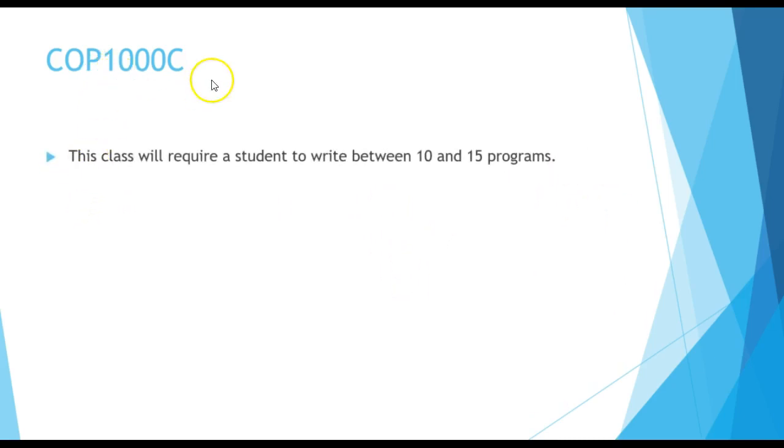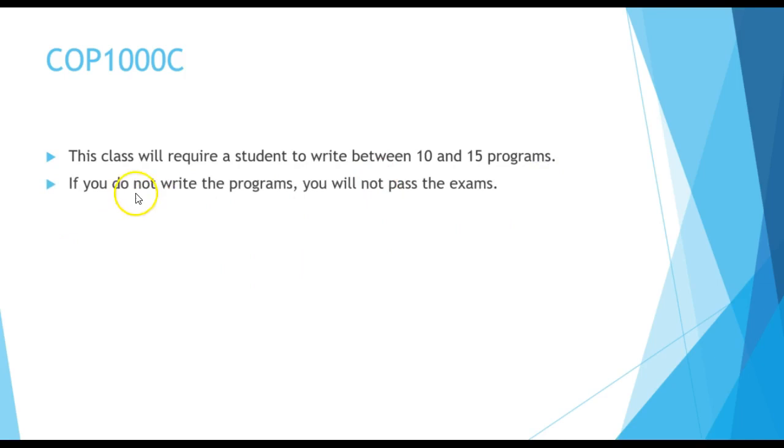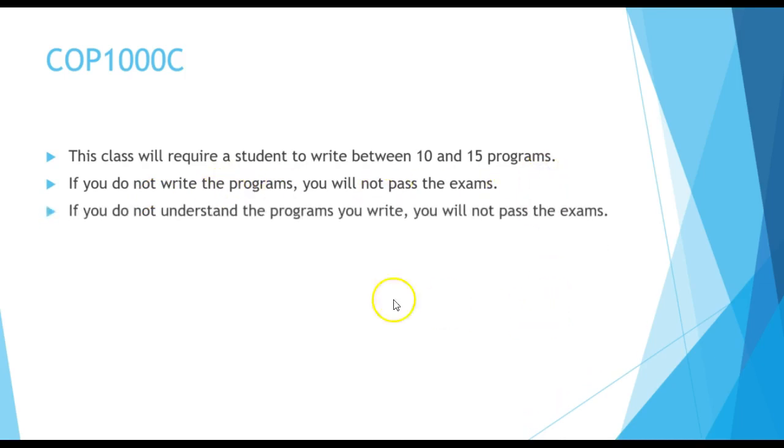In this course, COP1000, a student is going to be required to write somewhere between 10 and 15 programs. If you do not write these programs on your own, you will not pass the exams. It is easy to cheat and have people write programs for you. You'd only be cheating yourself. If you do not write the programs, you will not learn the material and you will not pass the exams.